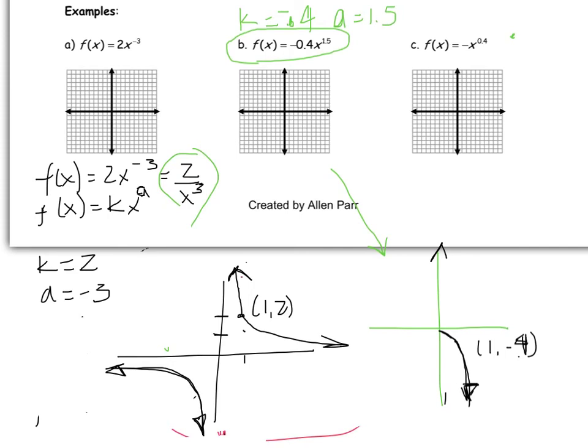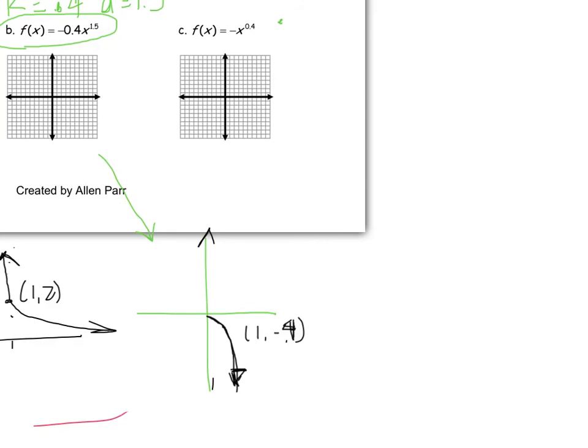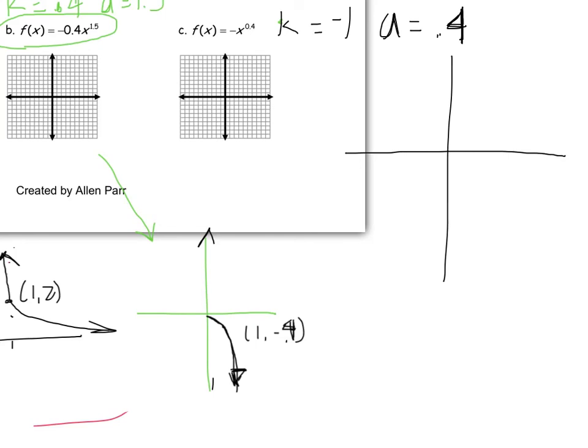Now the last one is letter C. I'm going to slide it over a little bit so I have a little bit more room to graph it. The first thing I'm going to do on letter C is decide that my K value is negative 1 and my A value, oh wow, again it is a weird one, 0.4. Because K is less than 1, it's going to be in quadrant 4, so it's going to go through the point 1, negative 1.